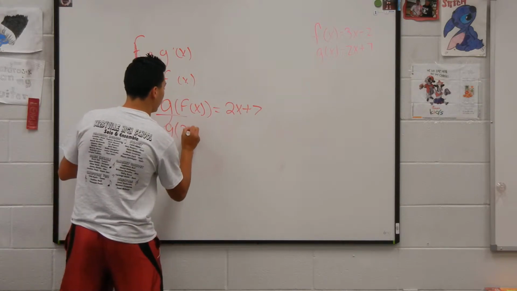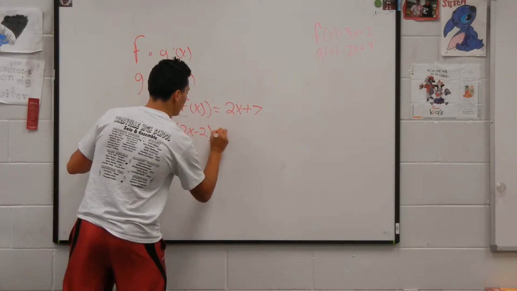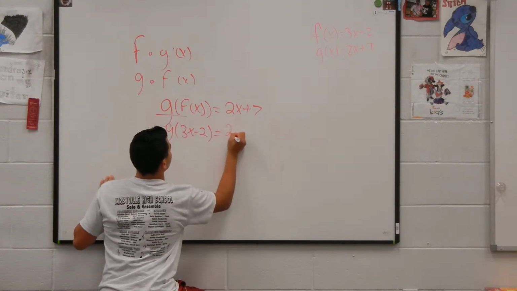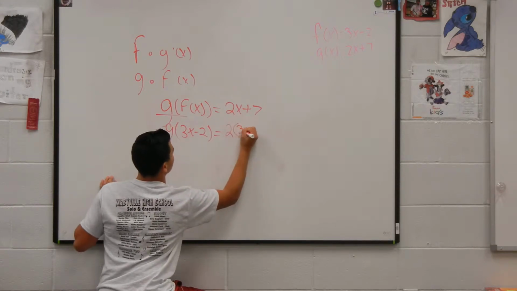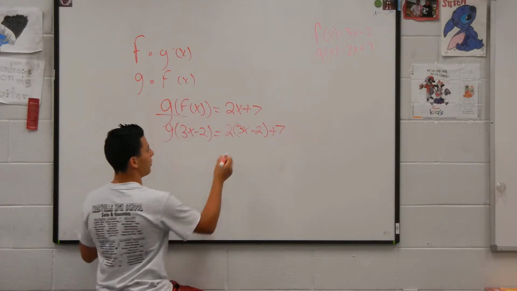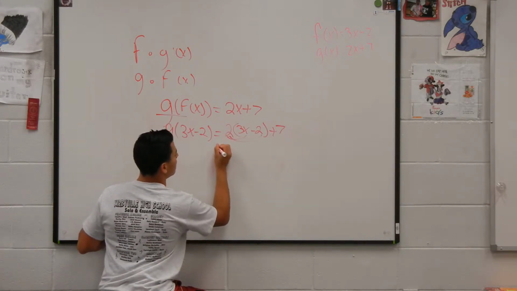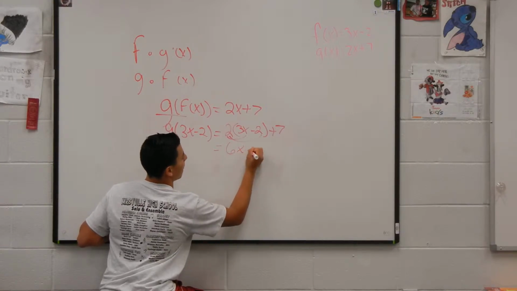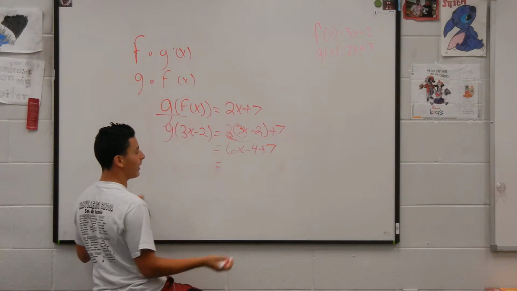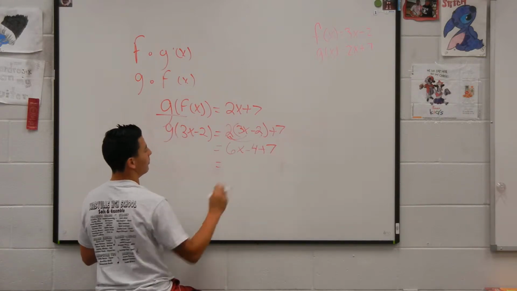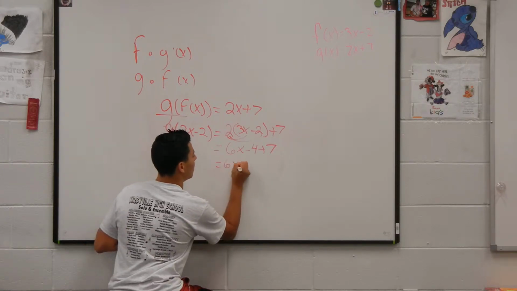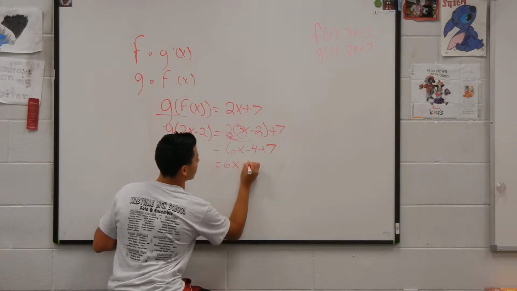So it would be 3x minus 2 equals. Substitute the f of x again. It would be 2 times 3x minus 2 plus 7. Again, you would distribute. It equals 6x minus 4 plus 7. To get your correct answer, you would subtract, or in this case, negative 4 plus 7 equals 3. Positive 3.